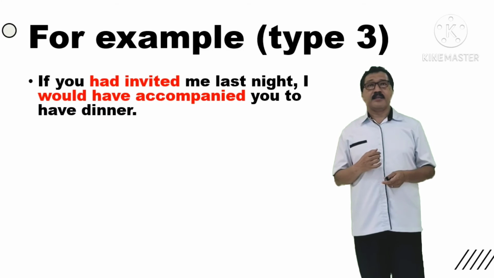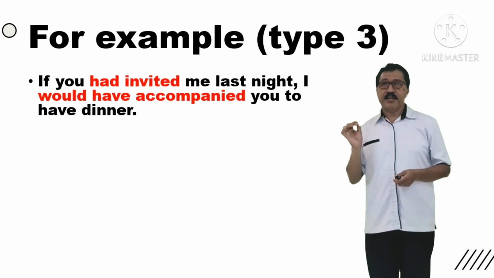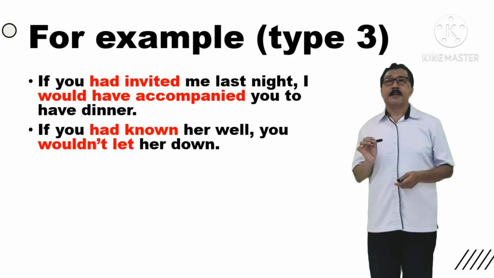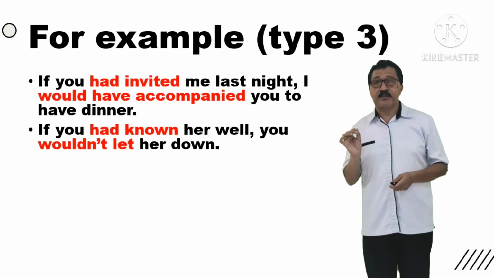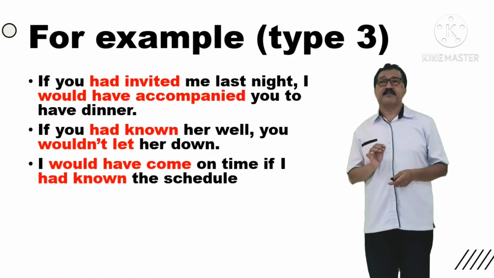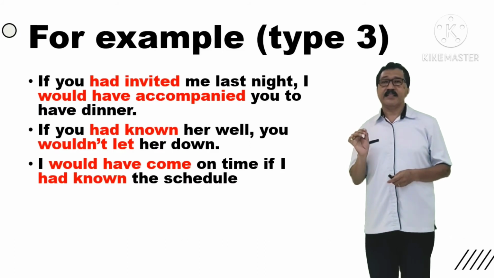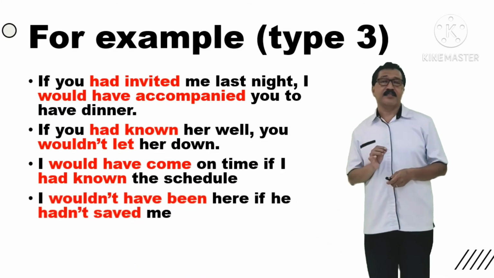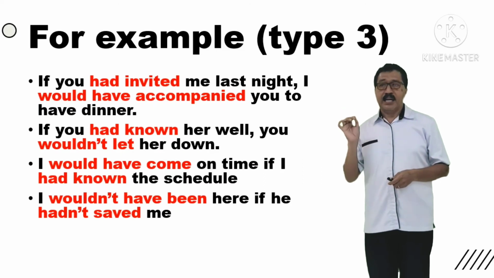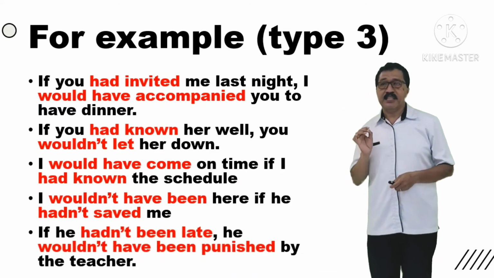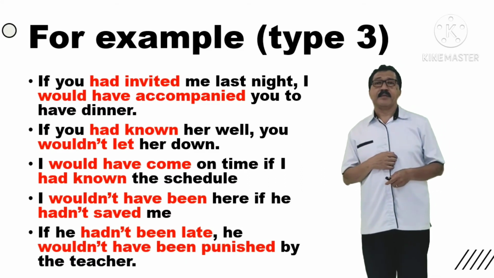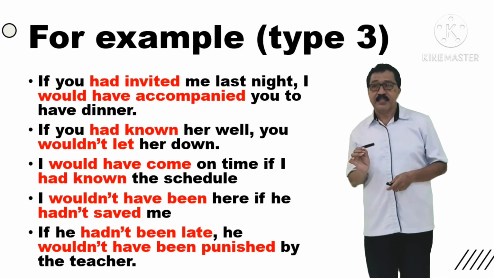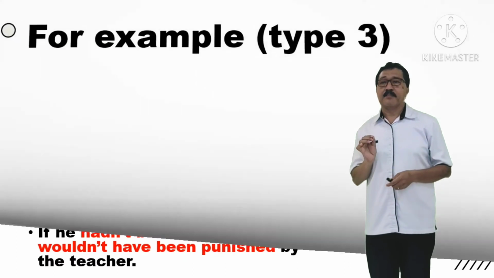So now, examples of type 3. If you had invited me last night, I would have accompanied you to have dinner. If you had known her well, you wouldn't have let her down. And next, I would have come on time if I had known the schedule. I wouldn't have been here if he hadn't saved me. And the last is, if he hadn't been late, he wouldn't have been punished by the teacher.